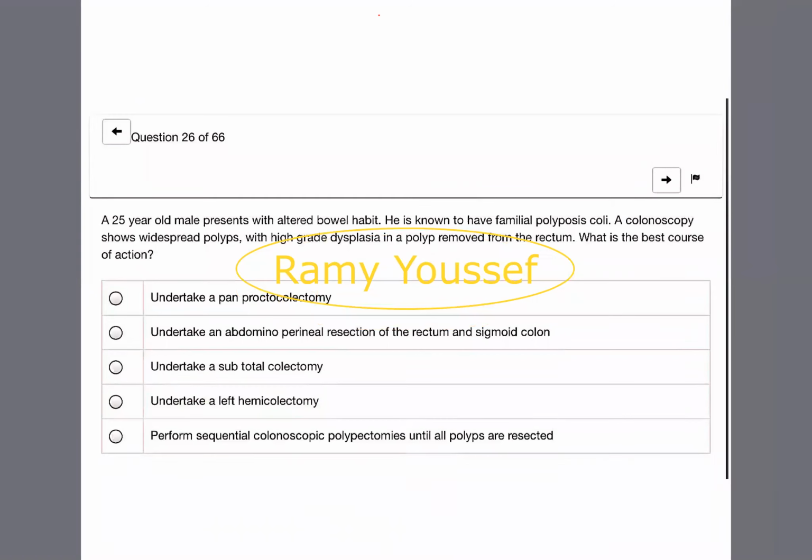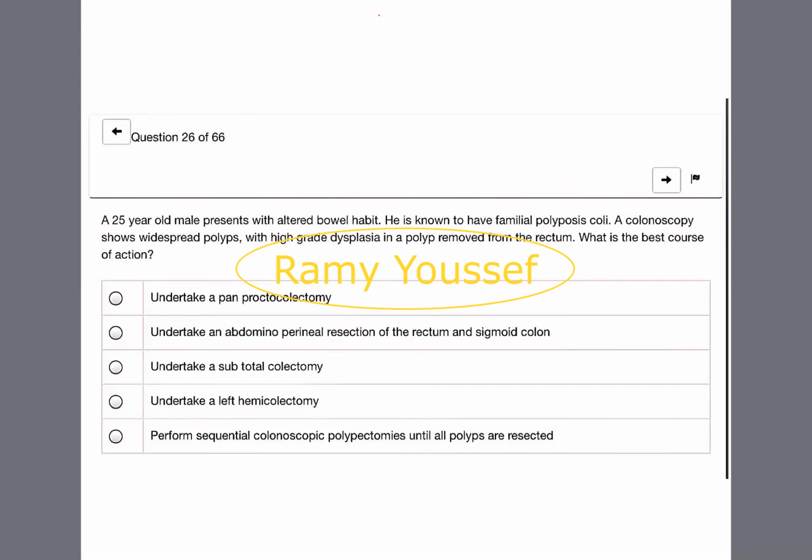A 25-year-old male presents with altered bowel habit. He is known to have familial polyposis coli. A colonoscopy shows widespread polyps with high-grade dysplasia in a polyp removed from the rectum. What is the best course of action? A. Undertake a panproctocolectomy. B. Undertake an abdominoperineal resection of the rectum and sigmoid colon. C. Undertake a subtotal colectomy. D. Undertake a left hemicolectomy. E. Perform sequential colonoscopic polypectomies until all polyps are resected.